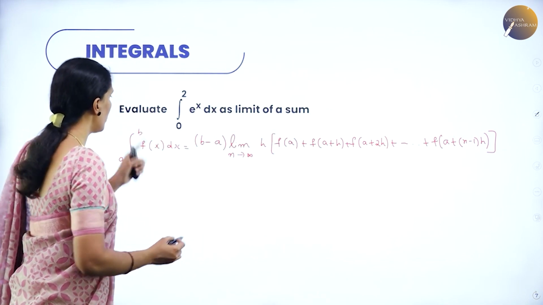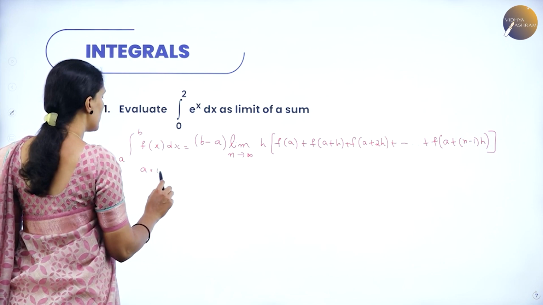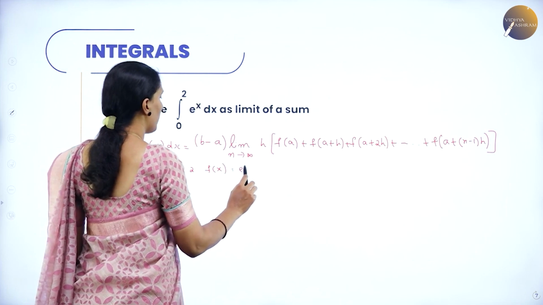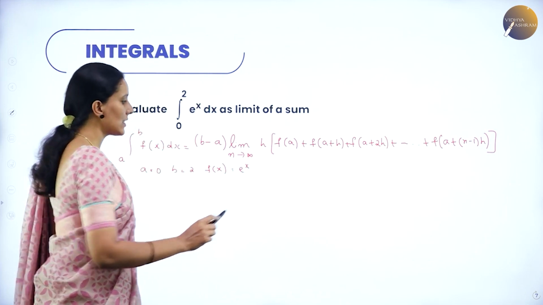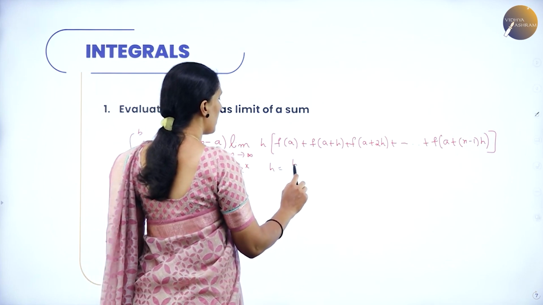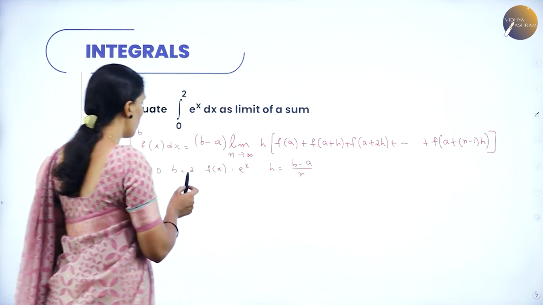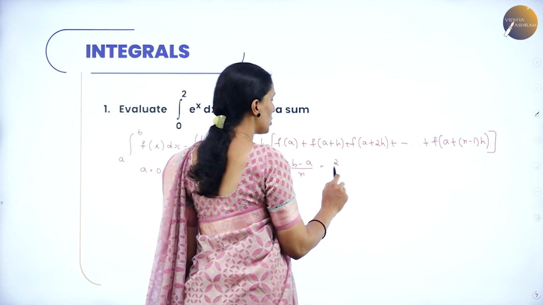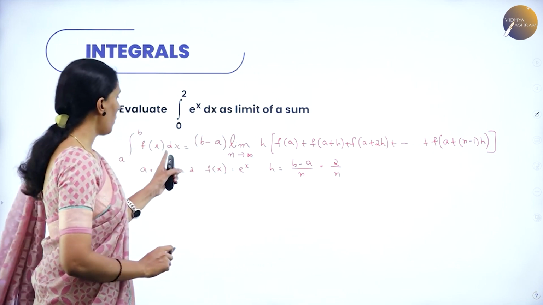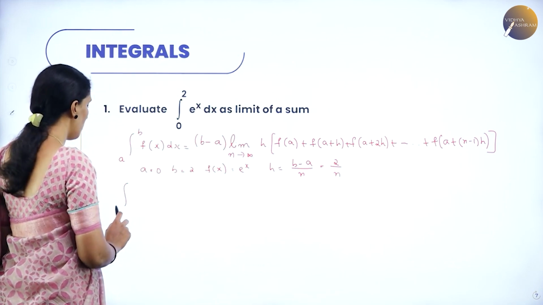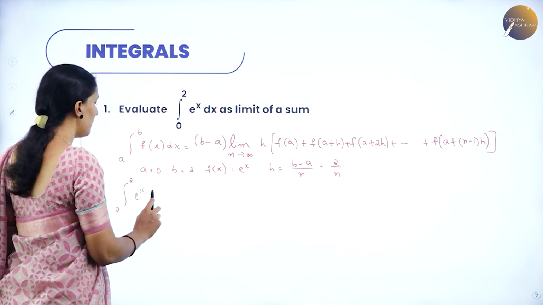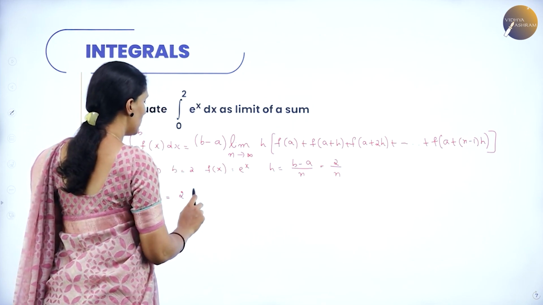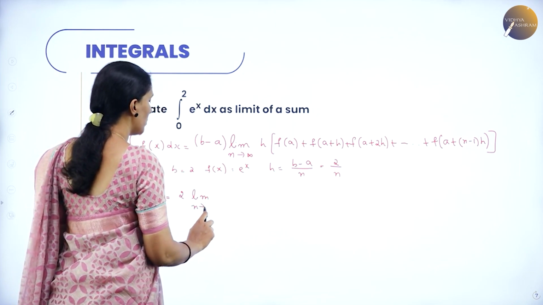Now here according to this, we have a is equal to 0, b is equal to 2, f of x is nothing but e power x. Now what is h? h is equal to b minus a divided by n. Now we know b, it is 2 minus 0, which becomes 2. So therefore h value is 2 by n. Now express this, we have integral from 0 to 2 e power x dx. So b minus a means 2 minus 0, which becomes 2, limit as n tends to infinity.